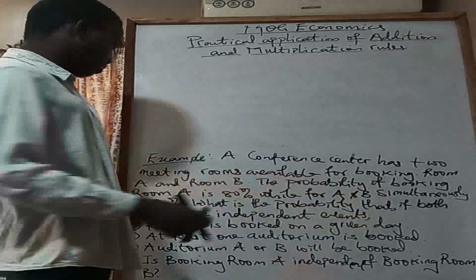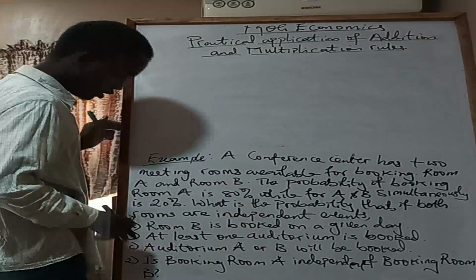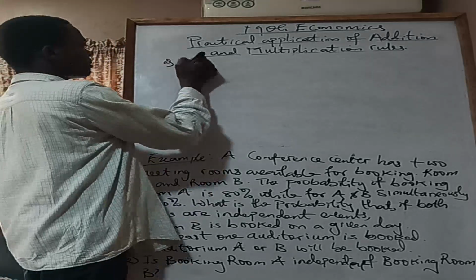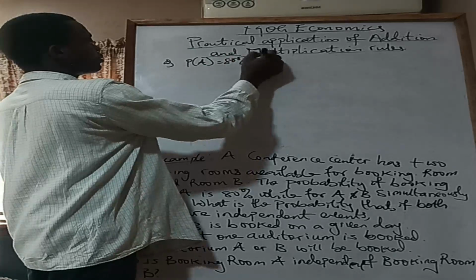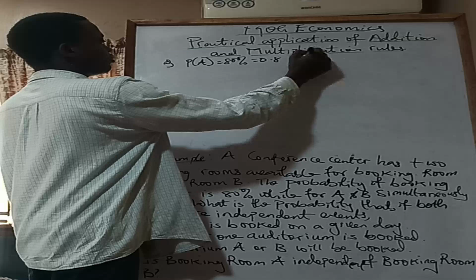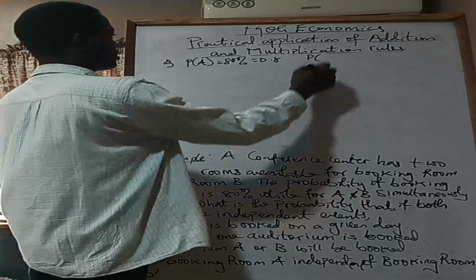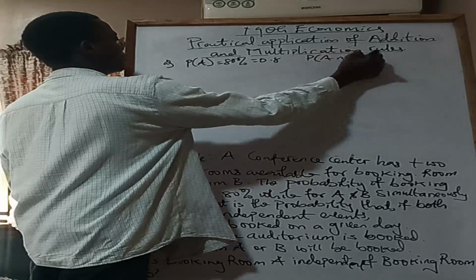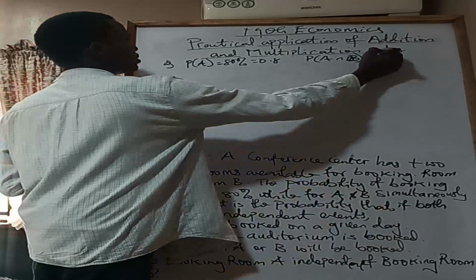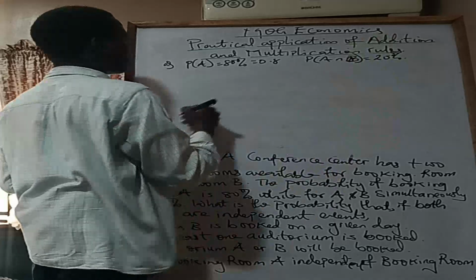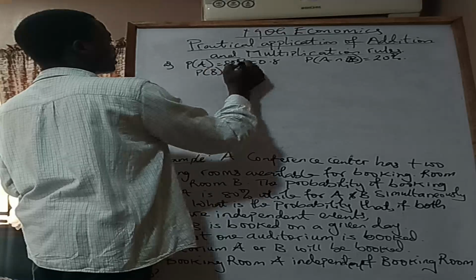The probability of booking room A is 80%. So let's start with that. We are answering question A now. So probability of booking event A, room A is 80%, and this is equal to 0.8. Then the probability of booking A and B simultaneously, A intersection B, equals 20%. So the question is asking, what is the probability of booking event B? That's the question mark.